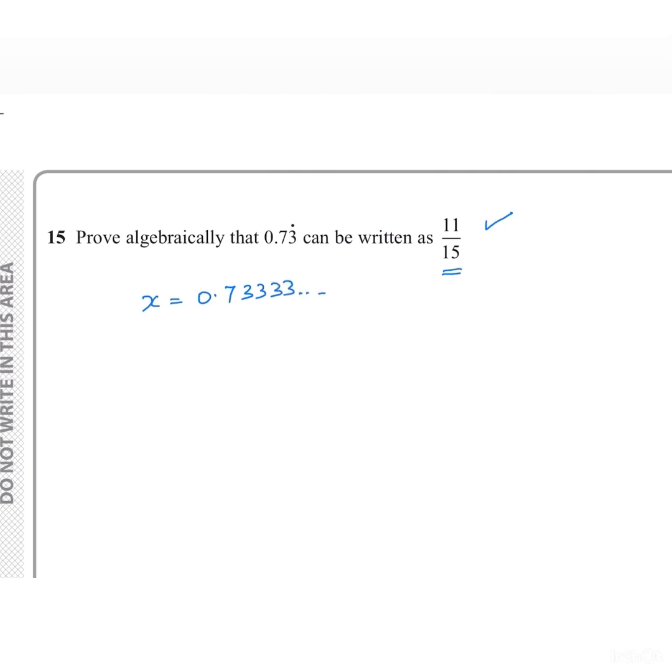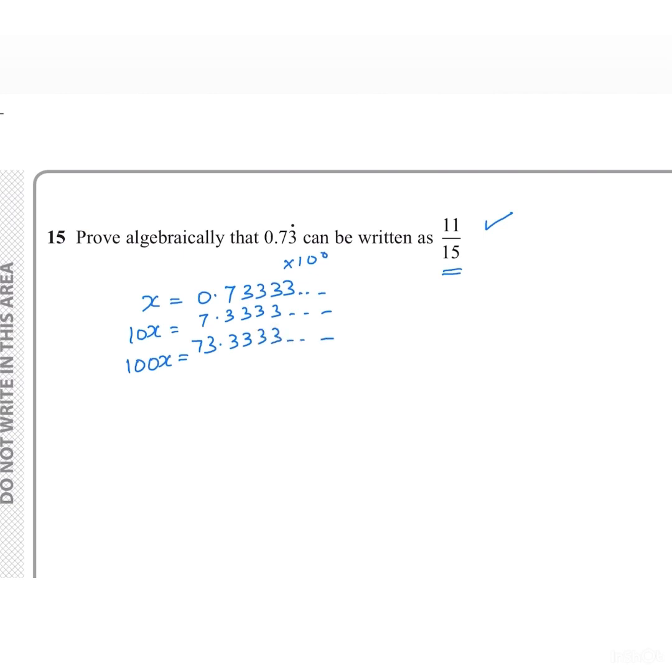Now we can do 10x or we can do 100x. If you did 10x, for example, this would be 7.333 and so on. I guess you can work from here, but I'm just going to go one step ahead. I'm going to do 100x. So 100x means times this by 100. So that is 73.333 and so on. Okay.